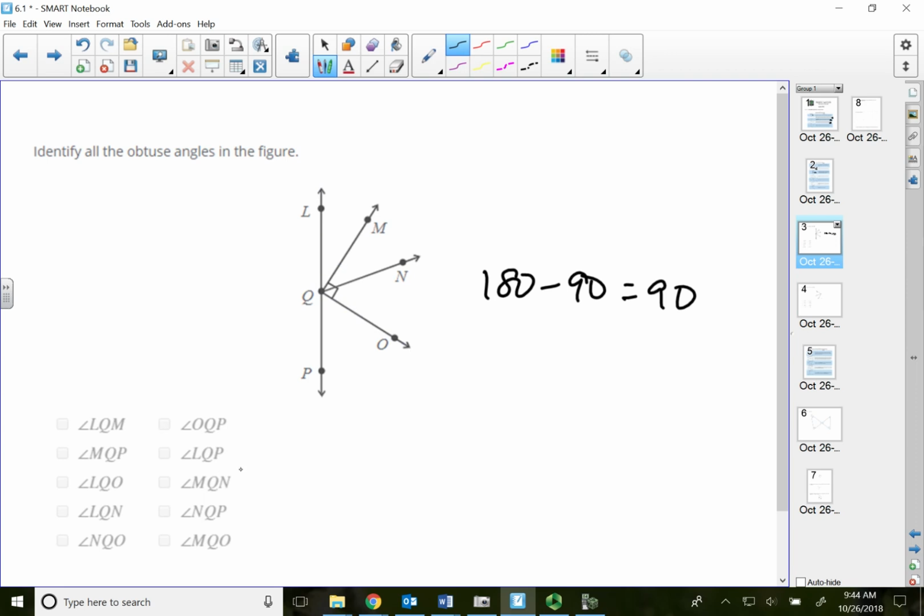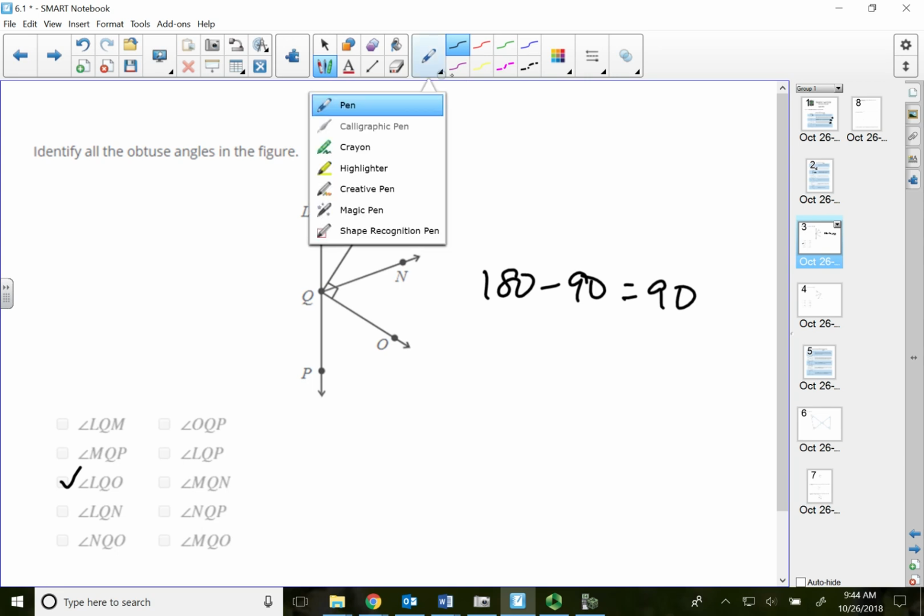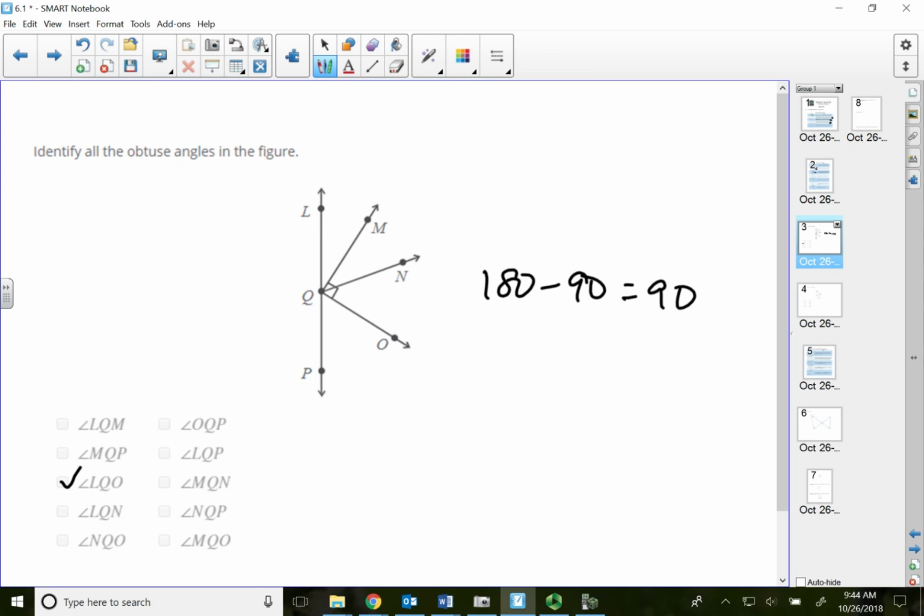LQO, let's find it. LQO right here. That's one. All right, let's see. There's another one here. PQM, see, that's 90 degrees plus a little bit more, so it will be less than 180 but greater than 90. So PQM or MQP. MQP, PQM, okay. All right, let's see if we can find anything else.